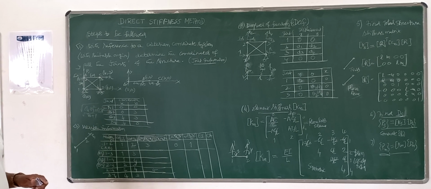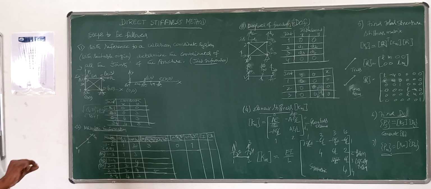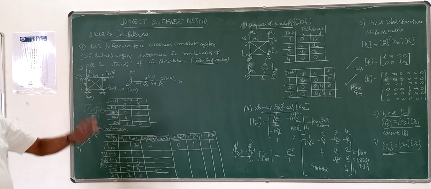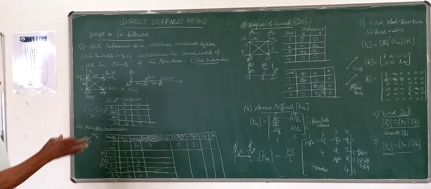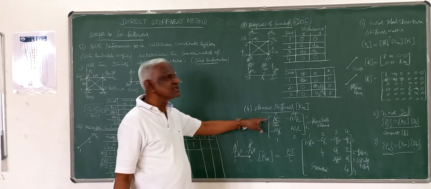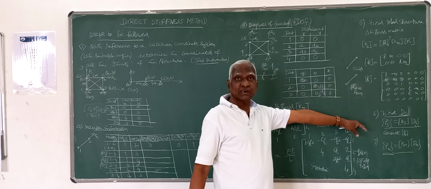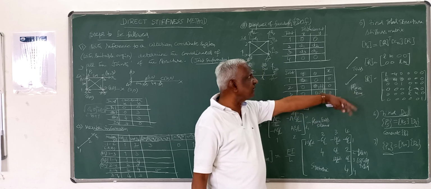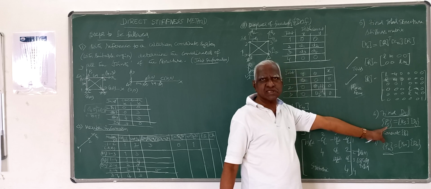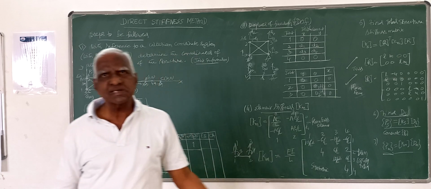This will be very clear if you take an example and start doing it. These steps are directly programmed on a computer. You can write a generalized program, and the moment you feed all this information to the computer, it will compute the element stiffness, compute the transformation matrix, compute the structure stiffness matrix, then compute displacements and member end forces, and you will get the output straight away.